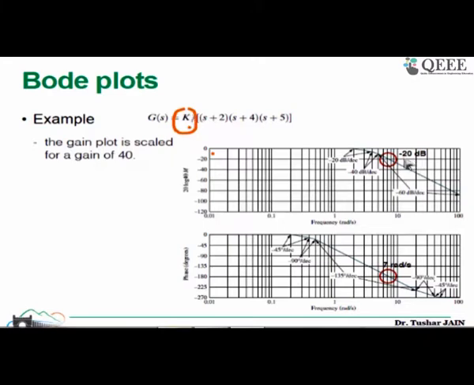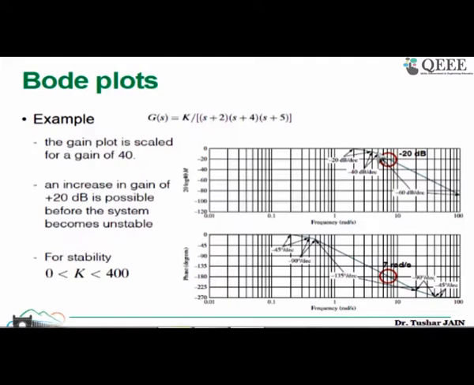Once you compute this, the gain margin of minus 20 dB says that an increase in gain of 20 dB is possible before the system becomes unstable. So you have the flexibility of increasing or decreasing the gain K, so that you always stay within this region, which is below this 0 dB line.